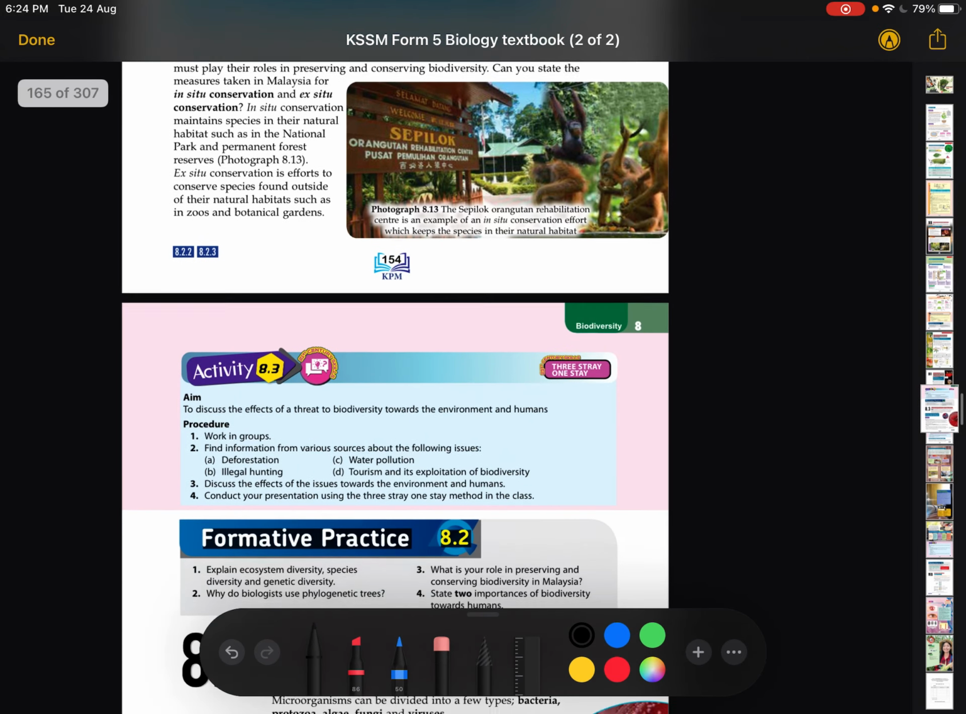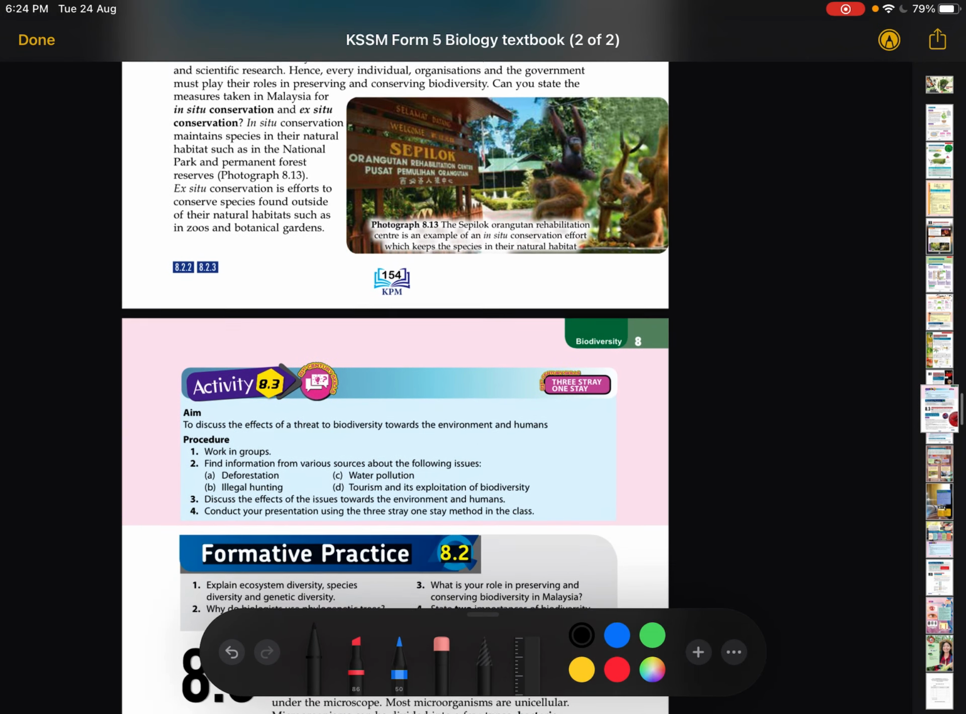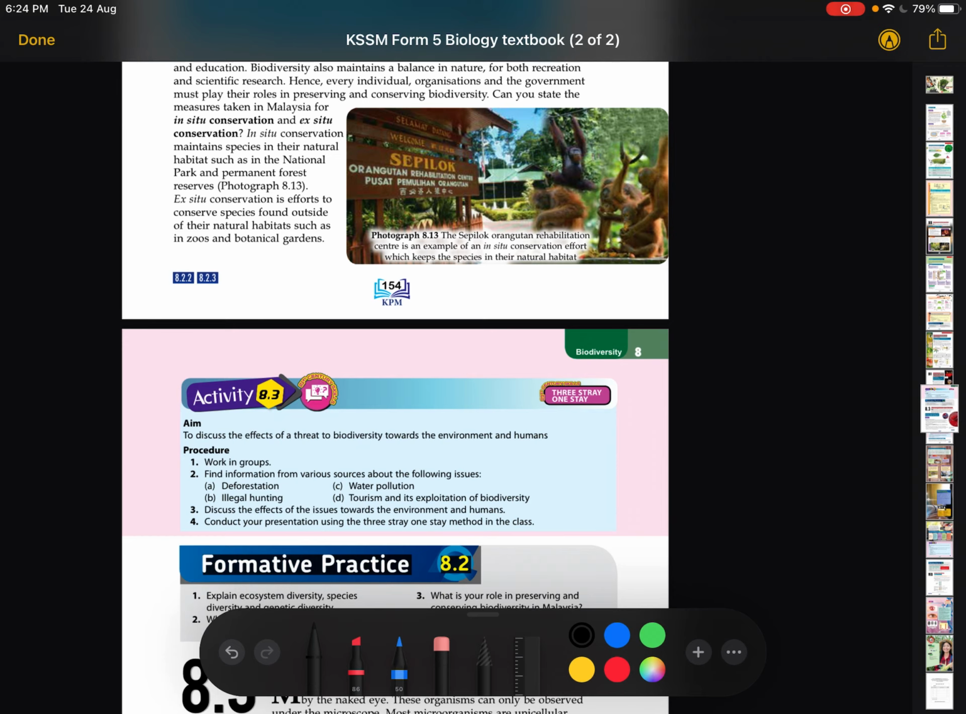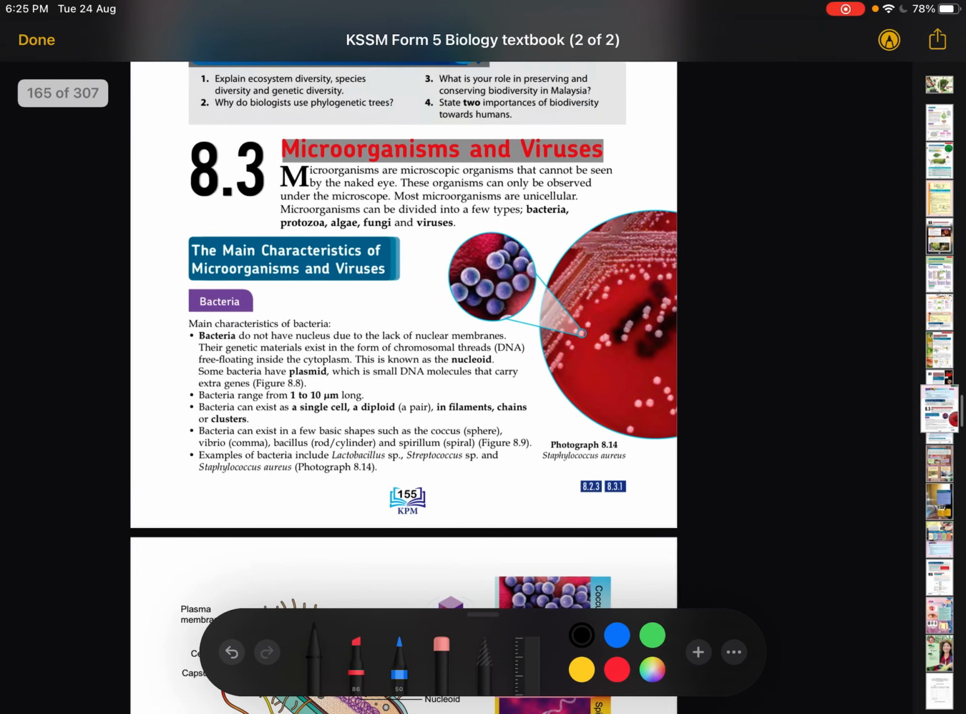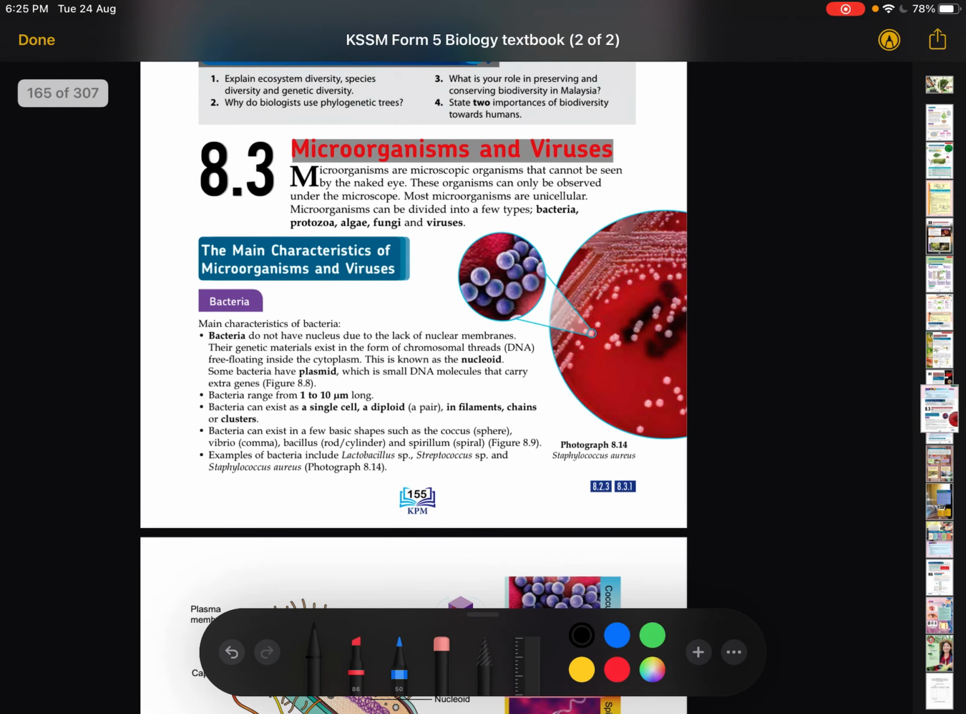For this one, it mentions again in another topic, so I won't talk about in situ and ex situ yet. But I guess I can mention a bit. Long story short, in situ conservation is to maintain species in their natural habitat, while ex situ is more towards zoos, taking them out of the natural habitat to keep them safe. So they have their respective advantages. For in situ, the animals get to live in their own habitat, but for ex situ, the animals are able to be more observed instead of getting hunted down.